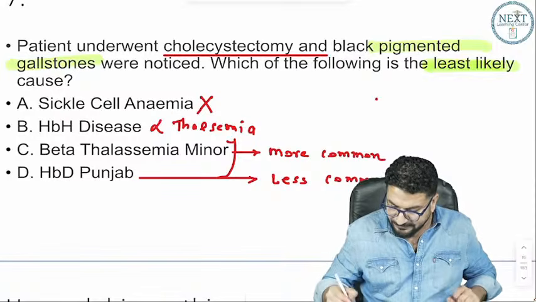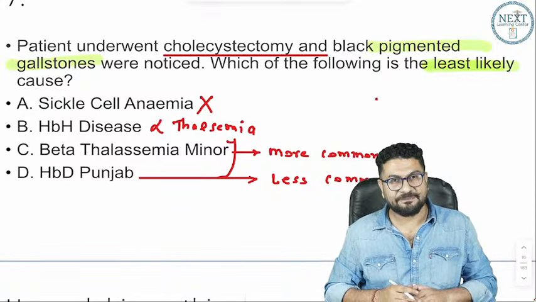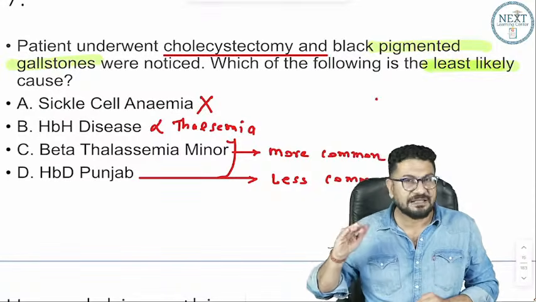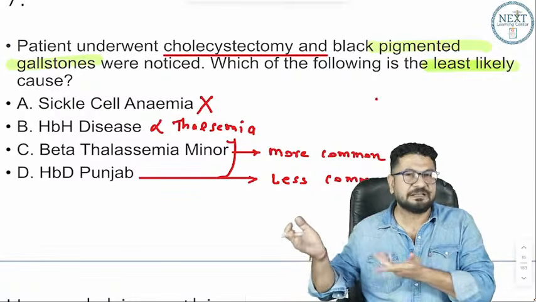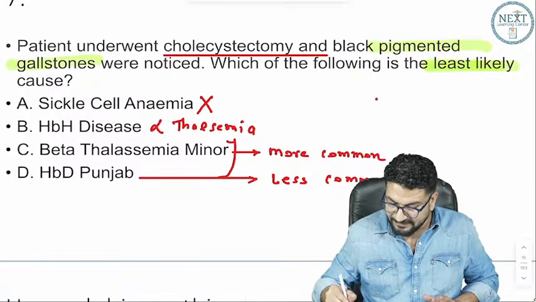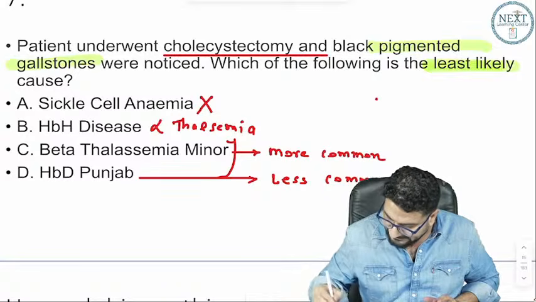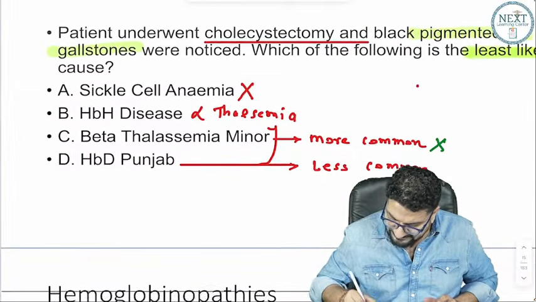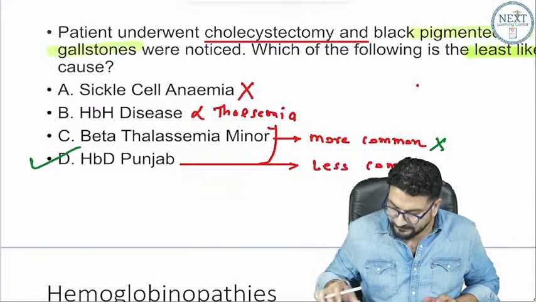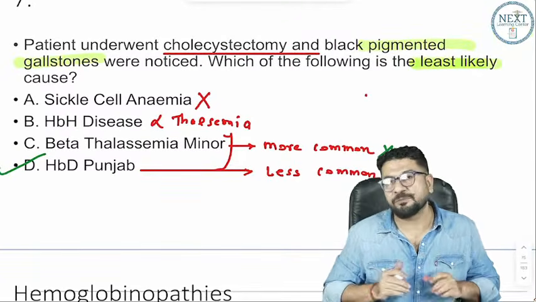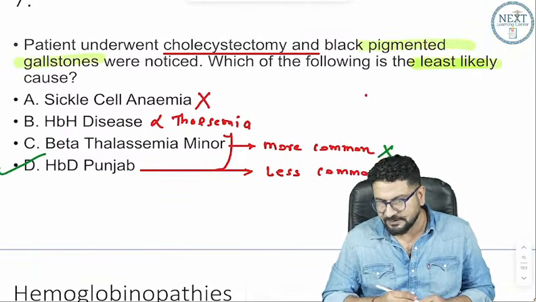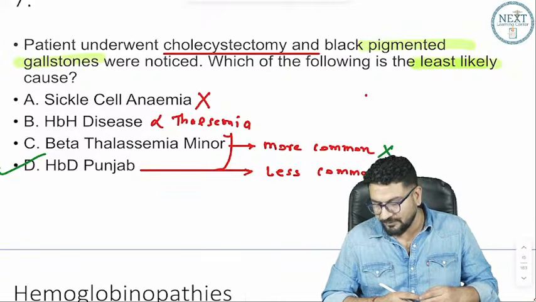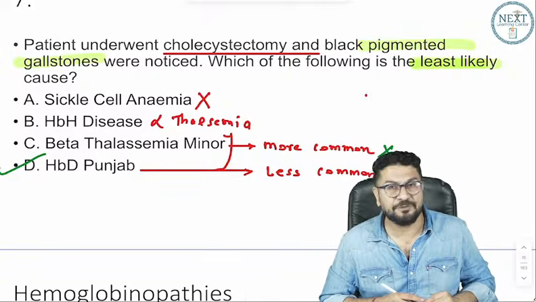Now comparing to these two, beta thalassemia minor will have a chance of stone, but remember it is not that common. So some people can develop this, but HBD is very, very rare. So by doing this, we can rule out the answer. It is HBD Punjab. HBD Punjab is one of the rare types of hemoglobinopathies. We have a few more, like Avata and hemoglobin Punjab. These are some rare types of hemoglobinopathies.